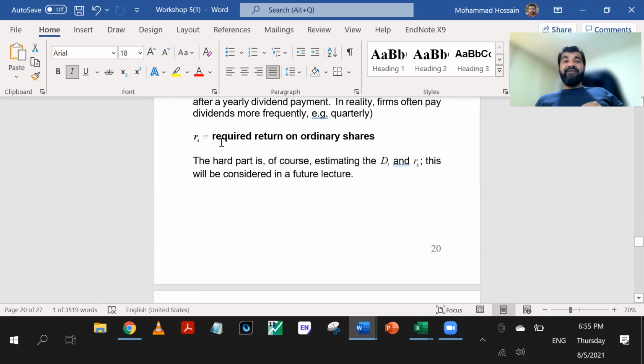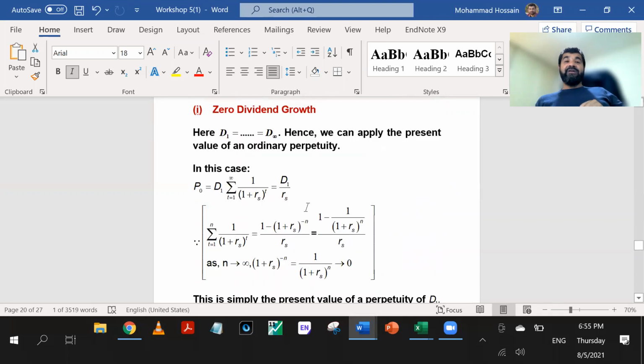Our required return on ordinary shares with zero dividend growth: in this one, dividend is not growing. Hence, we can apply the present value of an ordinary perpetuity in this case. So the share price P equals dividend 1 divided by the interest rate, D1 by R. That's so simple.